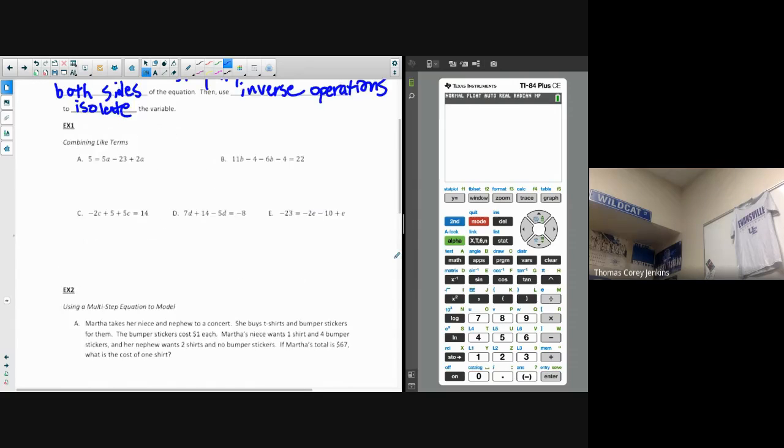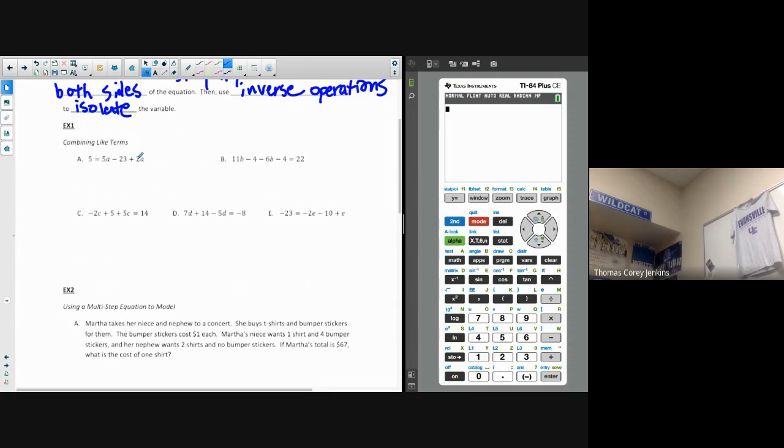Okay, so we'll go ahead and get to it. I have the calculator pulled up. Not sure how much I'll use it because I don't want to take too much of your time here. So anyways, looking at example A, we have 5 equals 5a minus 23 plus 2a. We're not ready to start yet because we have like terms on the same side. In other words, the right side of my equation is not simplified, right?